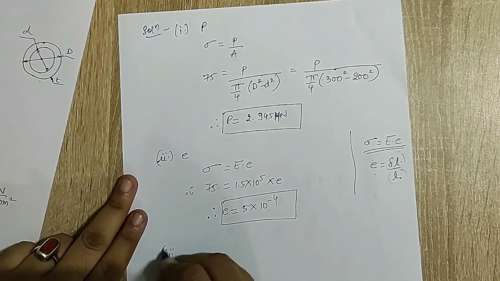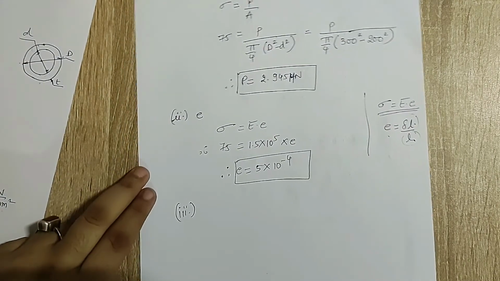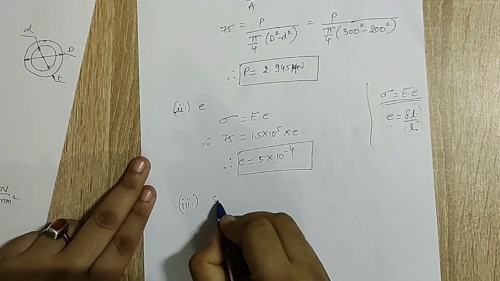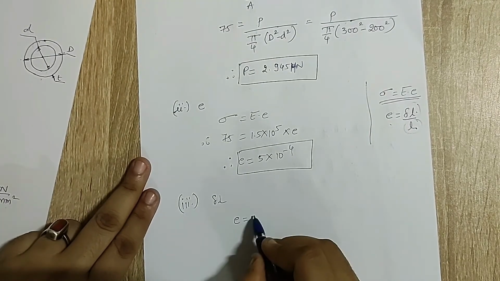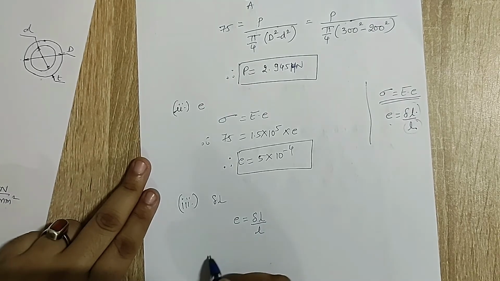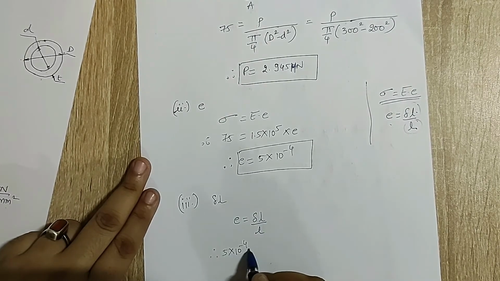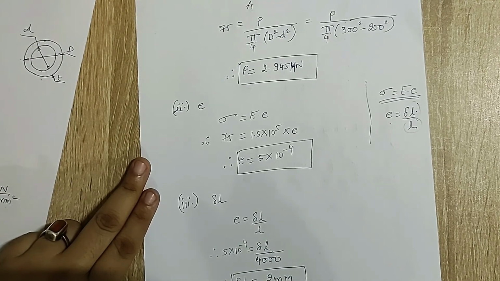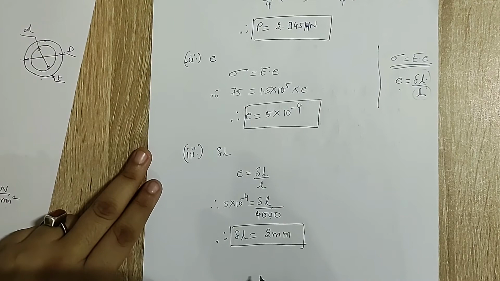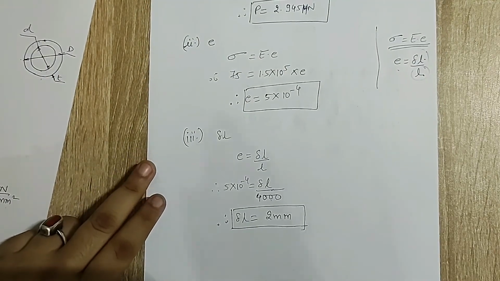And the third thing that I need to find is the value of delta L. So I know the formula over here, small e is equal to delta L by L. Since I know the value of small e and I know the value of L is 4000, therefore delta L is equal to 2 mm. So these are the answers that I obtained.